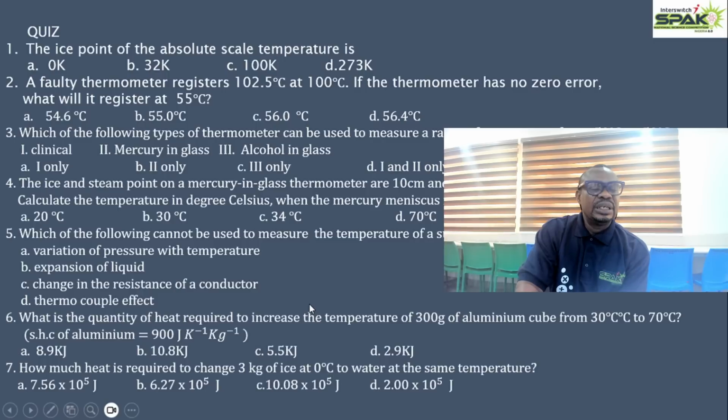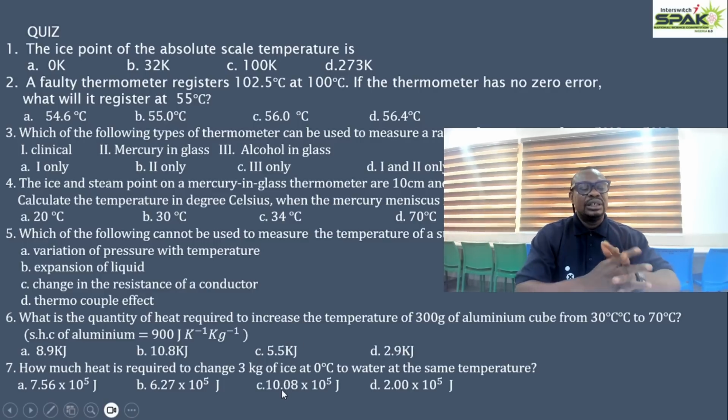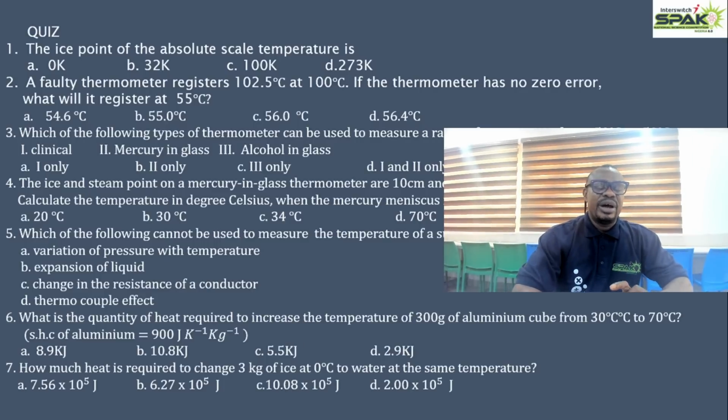So the heat required to change 3 kilograms of ice to water is given as ml, where M is your mass, that is 3 kilograms, and L is the specific latent heat of fusion of ice, which is 336,000 joules per kilogram. Okay, fix and solve. When you fix it, solve it quickly, and what did you come out with? I think C is probably the right answer that we have here.